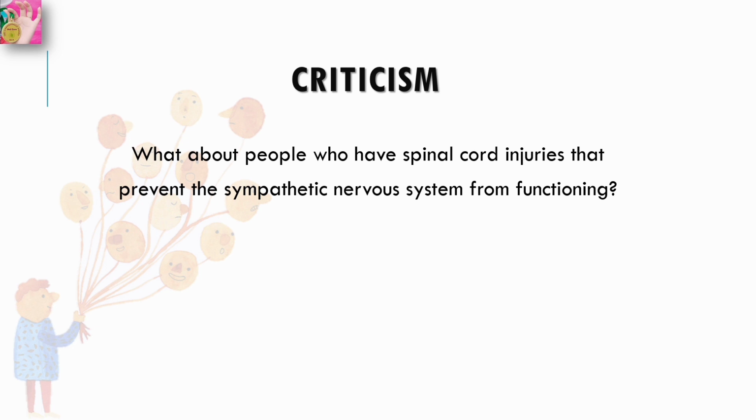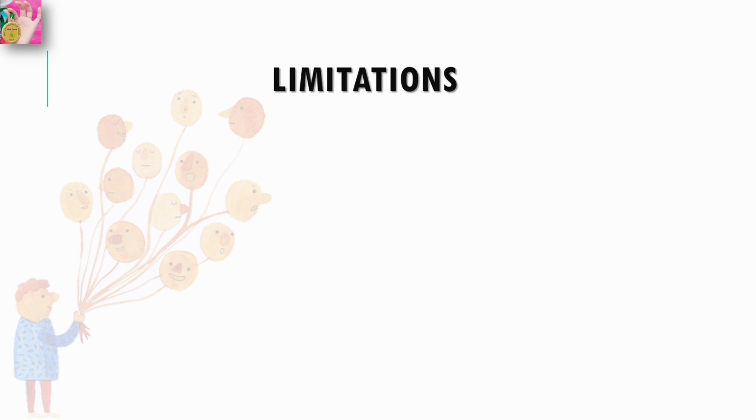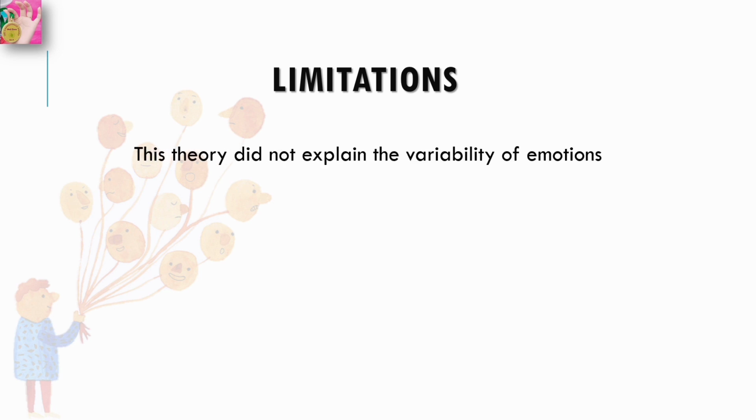Several studies of people with spinal cord injuries report that these people are capable of experiencing the same emotion after their injury as before, sometimes even more intensively. So, this was about one of the main criticisms of the James-Lange theory. If we talk about the limitation of the James-Lange theory, this theory did not explain the variability of emotions.